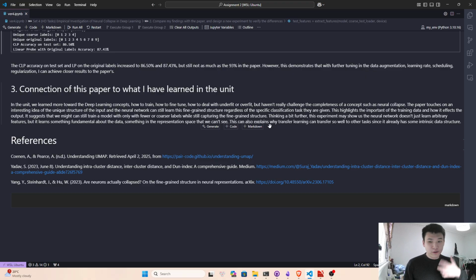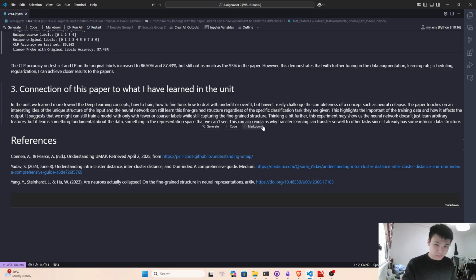So in the unit, I learned more on the theory side, on the concepts, on how to train, how to fine-tune, what happens in overfitting and underfitting, and how to deal with them, but not really challenging the idea or the completeness of a concept such as neural collapse. And this paper touches on a really interesting idea on the unique structure of the input, and that neural nets can still learn fine-grained structure regardless of the classification tasks they are given, and highlights an important thing: how the training data might affect the output.